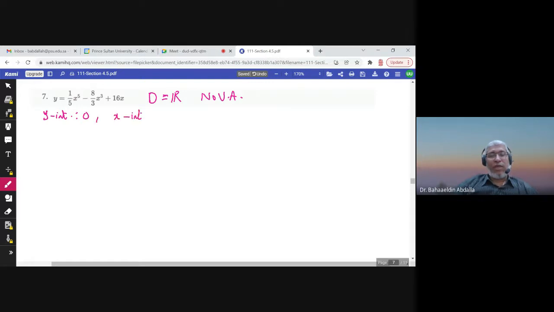And to find the x-intercepts, I need to solve this equation: 1 over 5 x to the power 5 minus 8 over 3 x cubed plus 16x equals 0. To solve this equation, I can multiply by 15 to get rid of 5 and 3. So I will have 15 over 5, that's 3. 15 over 3, that's 5. 5 times 8 is 40. And 15 times 16 is 240.